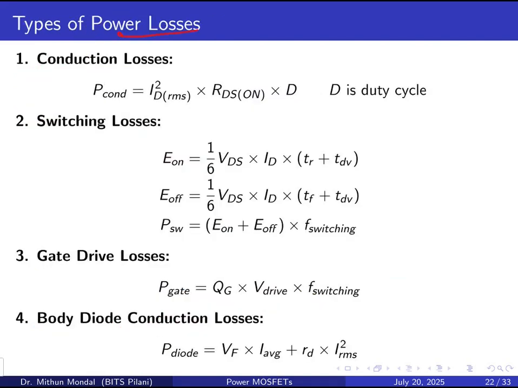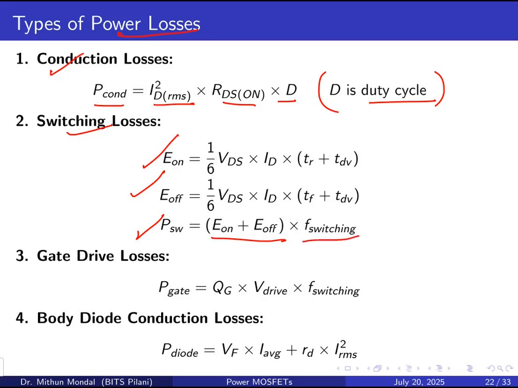We will be calculating the power losses because of conduction, which is given by the product of the drain current RMS square multiplied with the drain to source resistance under on condition into D, where D is basically the duty cycle. Switching losses are calculated during the on time and off time, and the power during the switching can be calculated as the summation of these on and off energies multiplied with the frequency of the switching.